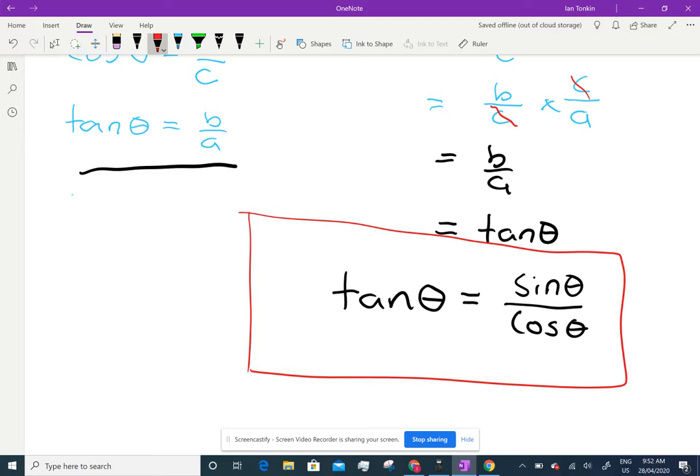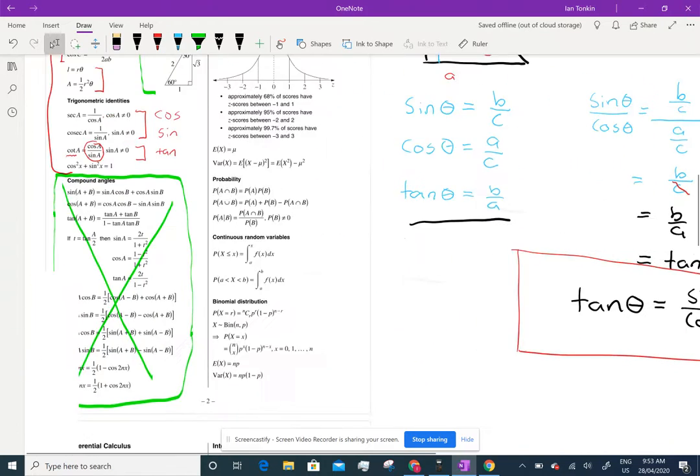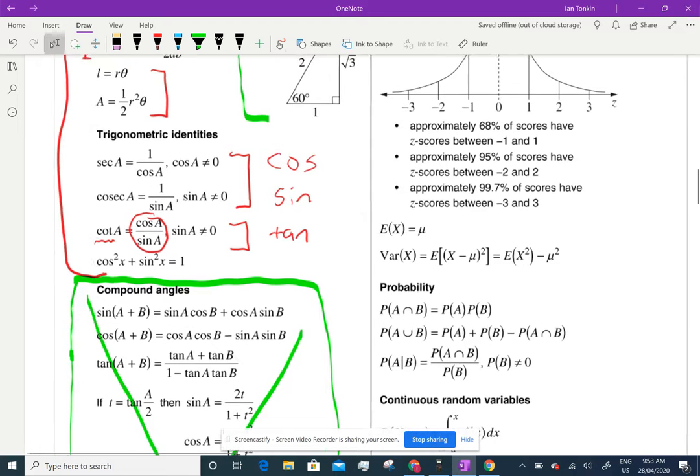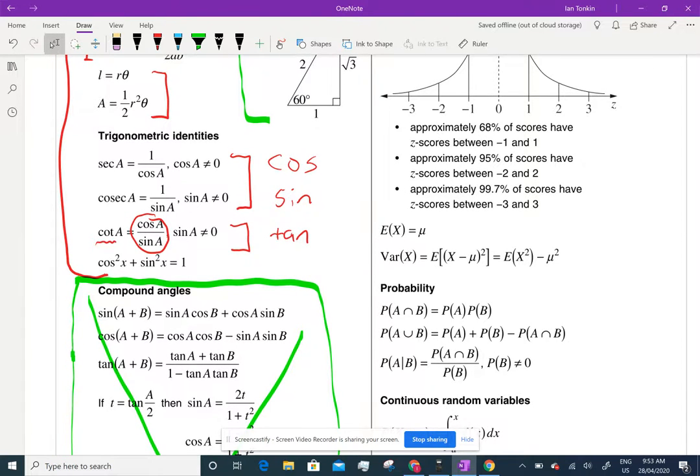They don't give you that. It's really useful, particularly when we do trig identities. And that's what this is all about, trig identities. But they do give it to you in a way, because here they tell you that cot theta.